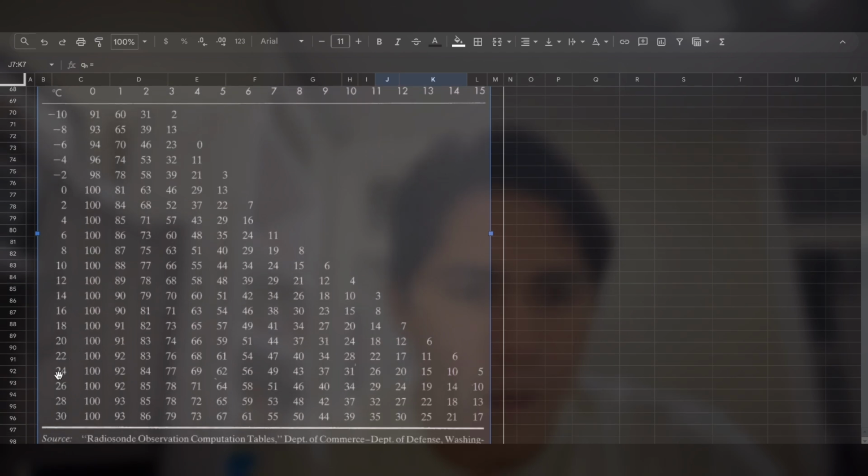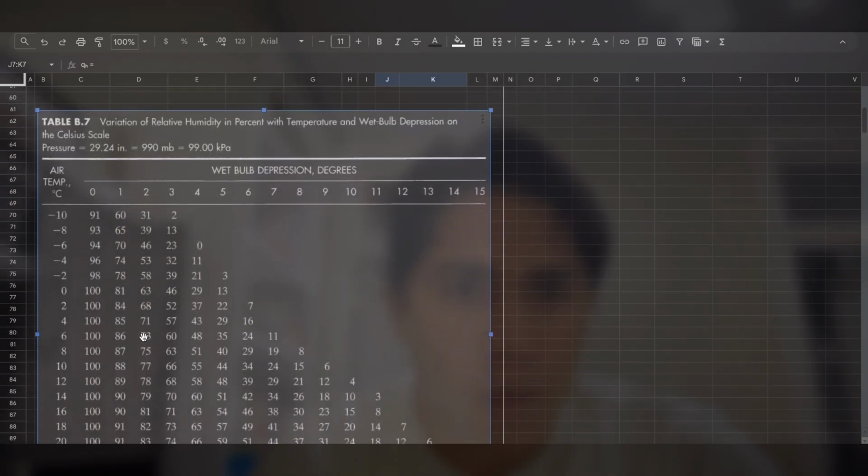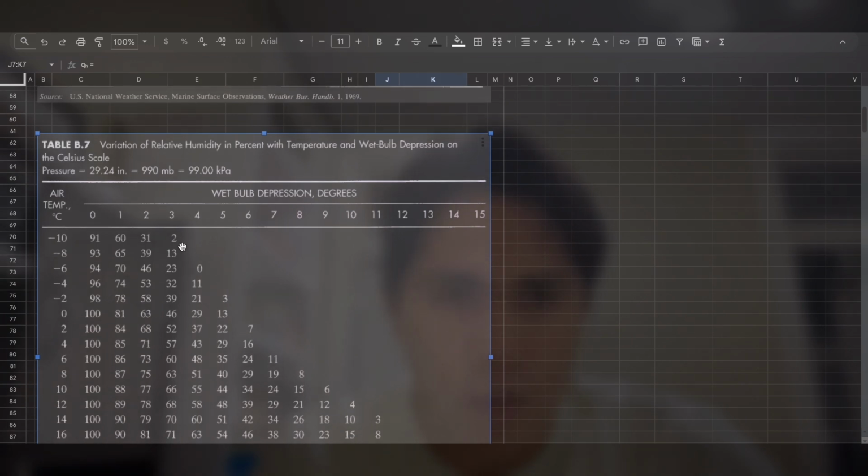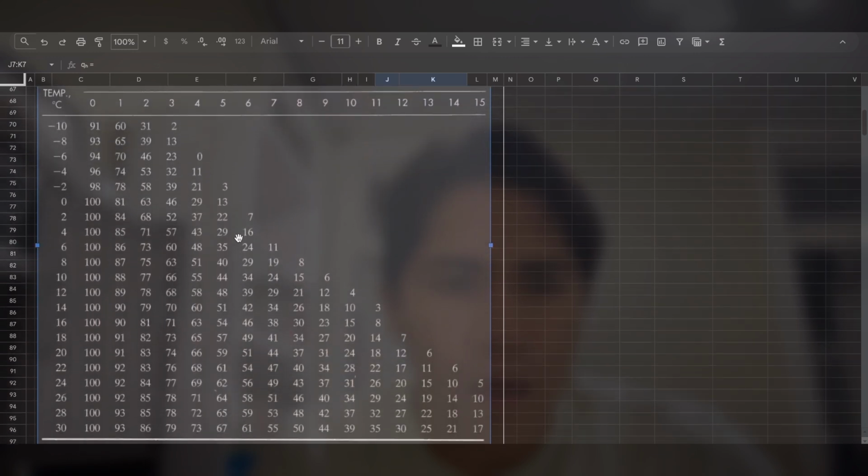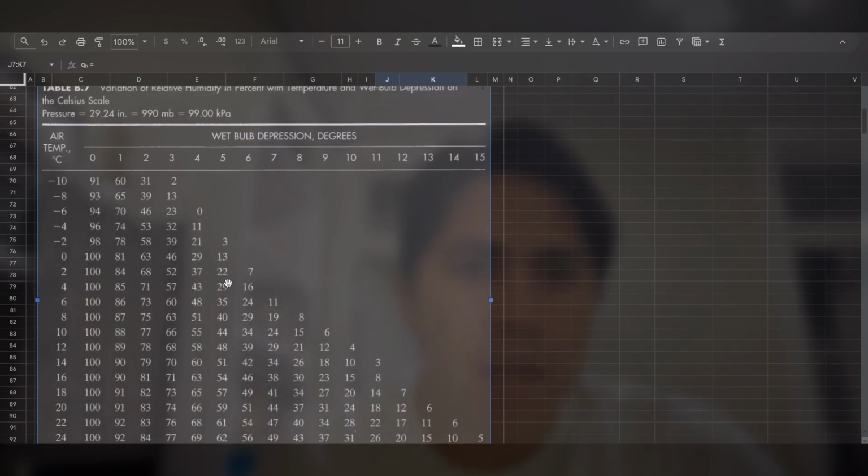So that will be right about between these two values. And we know that the relative humidity is 31%. This table is to find the relative humidity, which will be any of these terms here that I'm trying to highlight. Any of these terms will be the relative humidity based on the wet bulb depression and the air temperature in degrees Celsius.